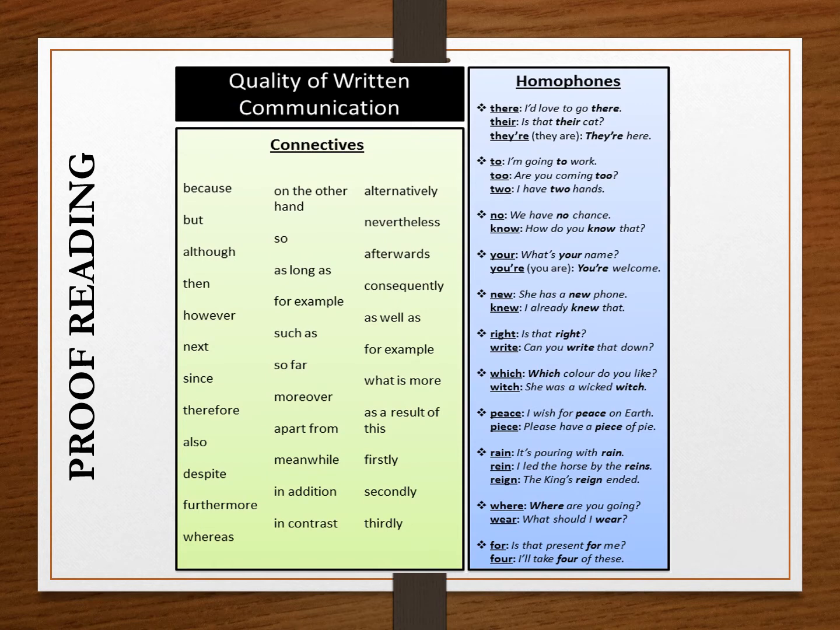Then we're going to look at more on proofreading using connectives. So you're not going to just always say but and so, but you can say different things. For example, if you're using something like in addition, it should be in addition, comma; however, comma; furthermore, comma. Then homophones, some people really struggle with those. There, to, no, your, new, right, which, peace, rain, where, for.